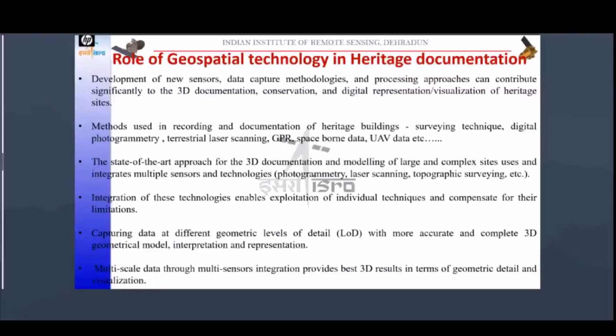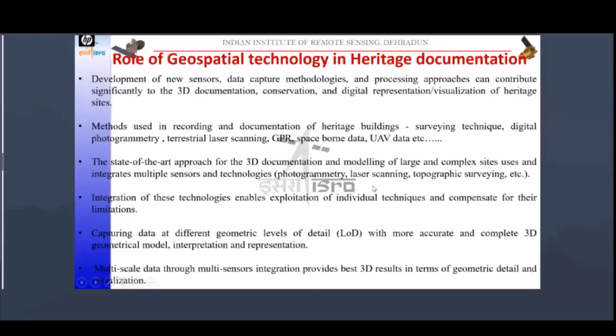So, for example, laser scanning is an active technique and it is range data, so we only have point data and not image data automatically. So combining it with image-related data, we could overcome the limitations of the individual techniques. Capturing data at different geometrical levels of detail will also become possible, and a more accurate, precise, and complete 3D geometrical model with interpretation and representation can be achieved.